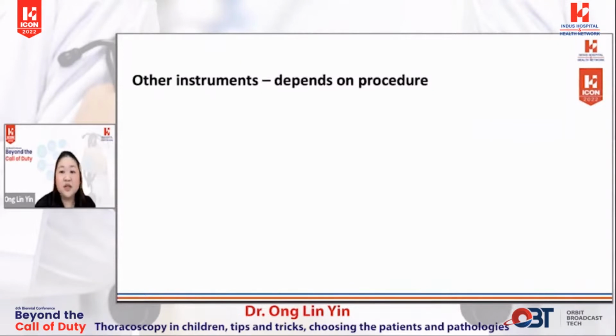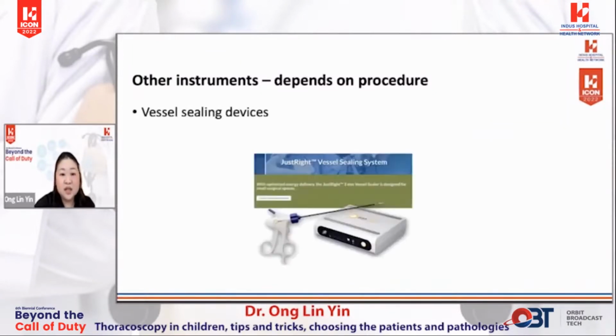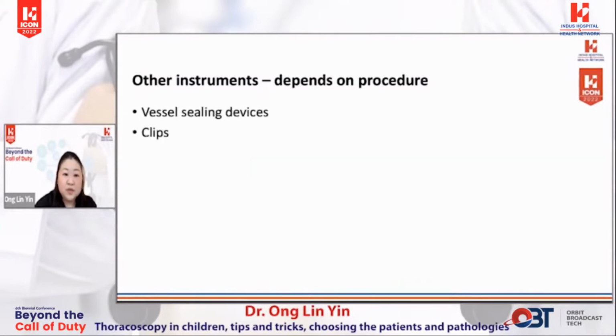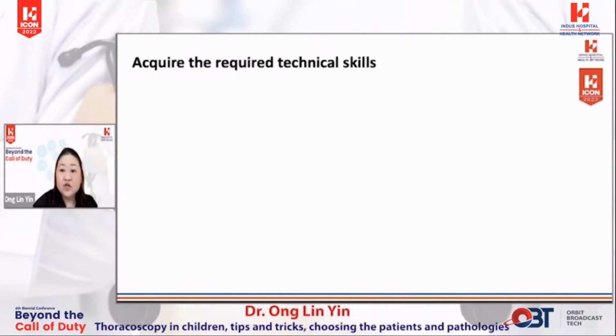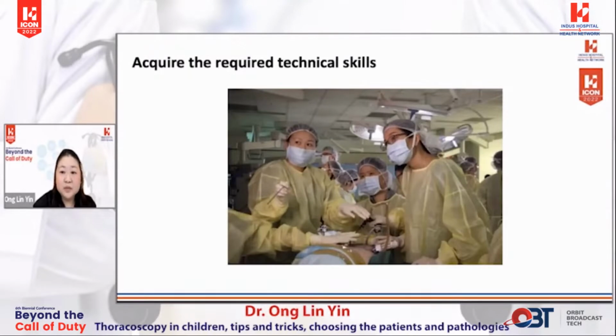In addition, other devices are needed depending on the operation to be done. Vessel sealing devices, clips, retrieval bags, and tissue sealant. The surgeon should create a preference list for each operation, and this can be given to the scrub nurse for preparation the day before. Our trainees also attend basic and advanced minimally invasive surgery courses.